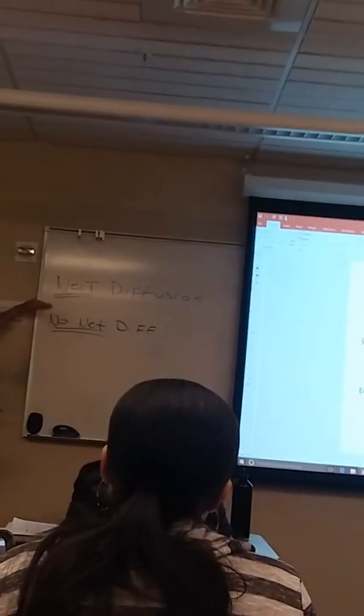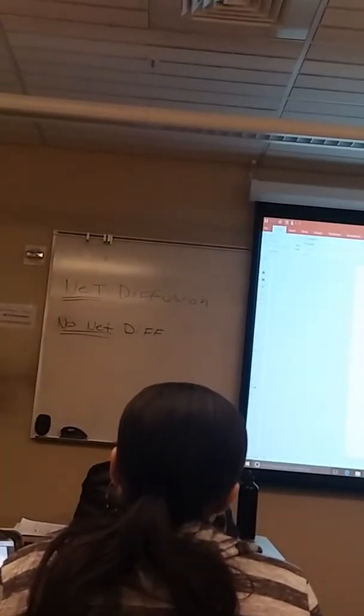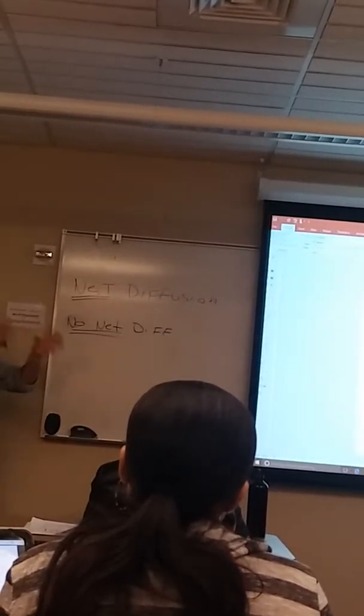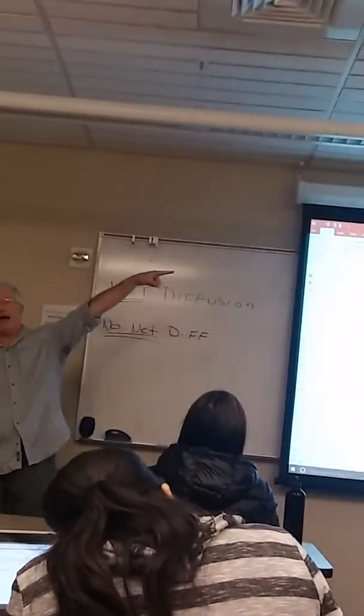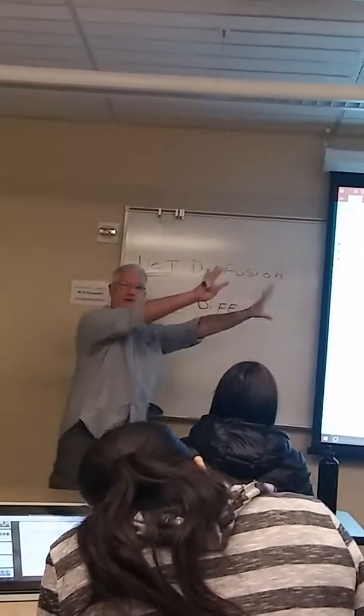So net diffusion is when you watch things diffuse, it is the overall direction that things move. Right? There's a net movement. Most of the stuff goes that way. So that's net diffusion.